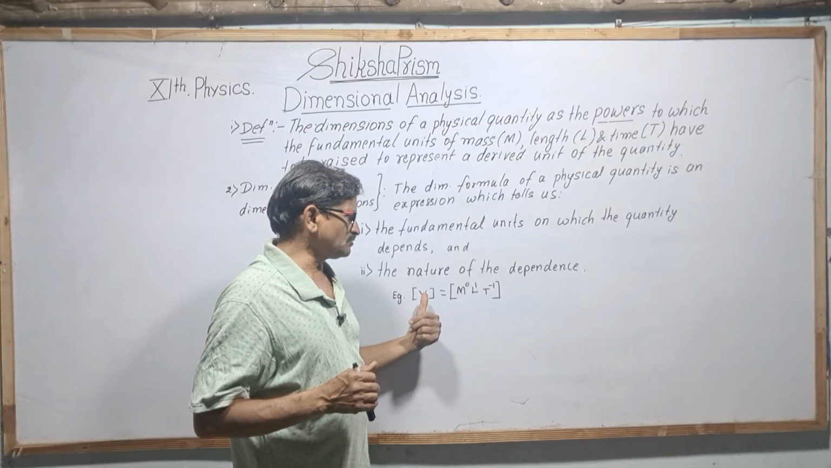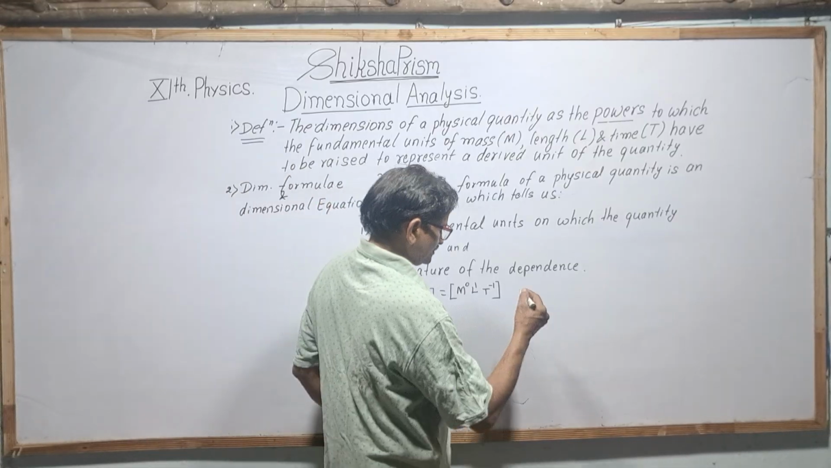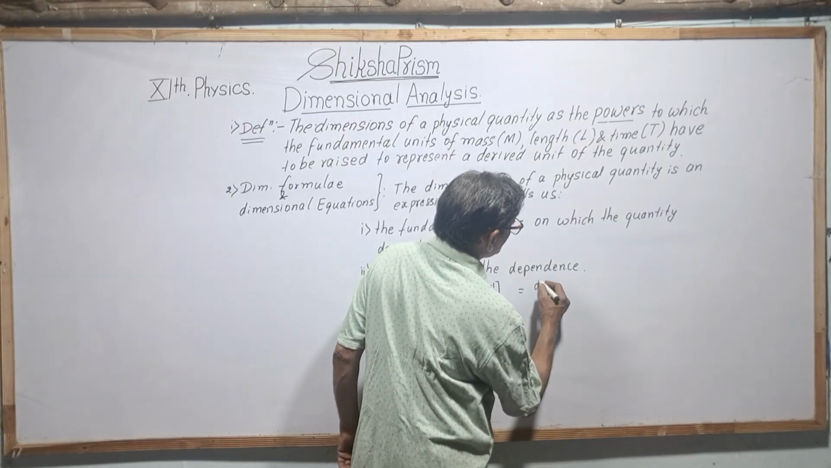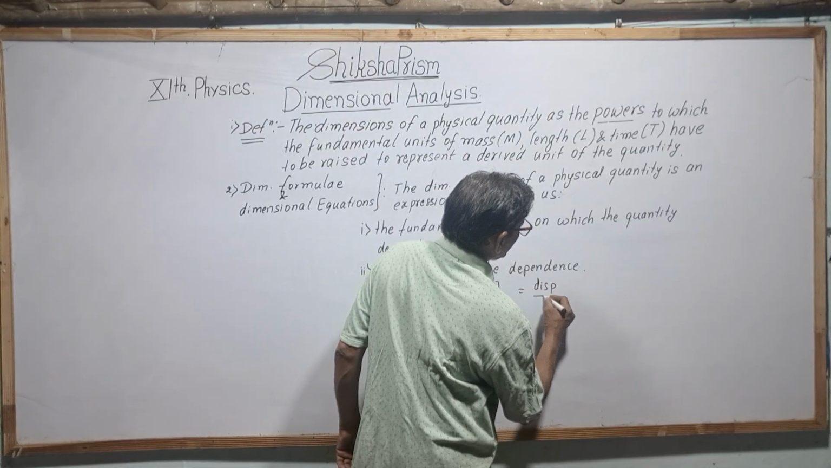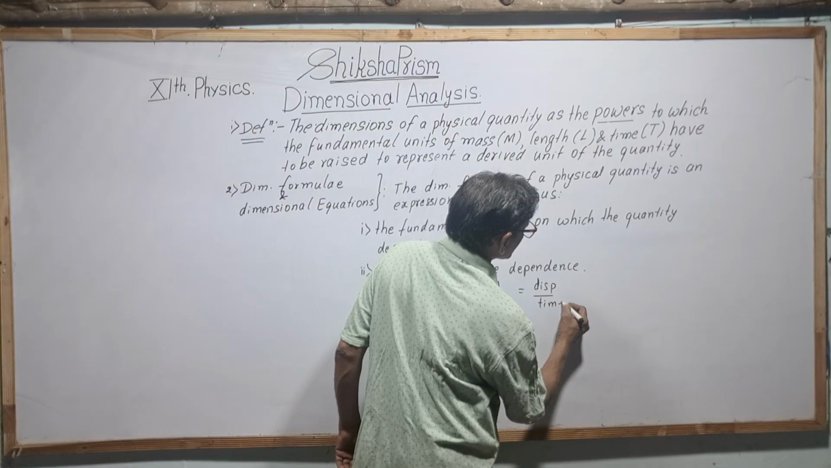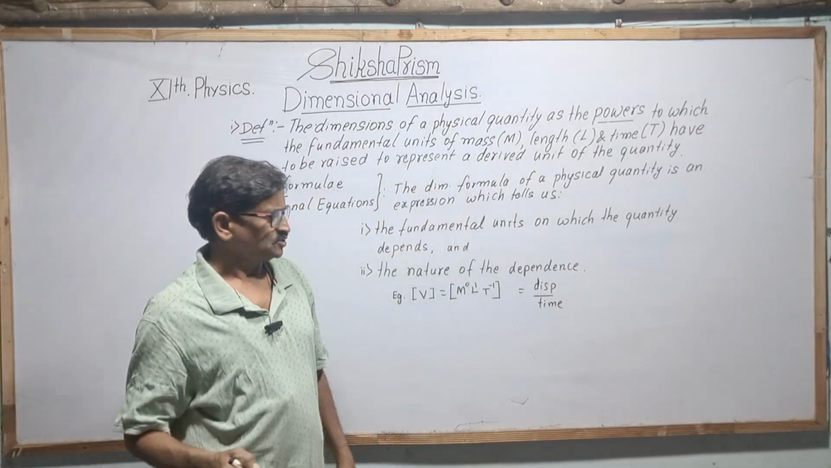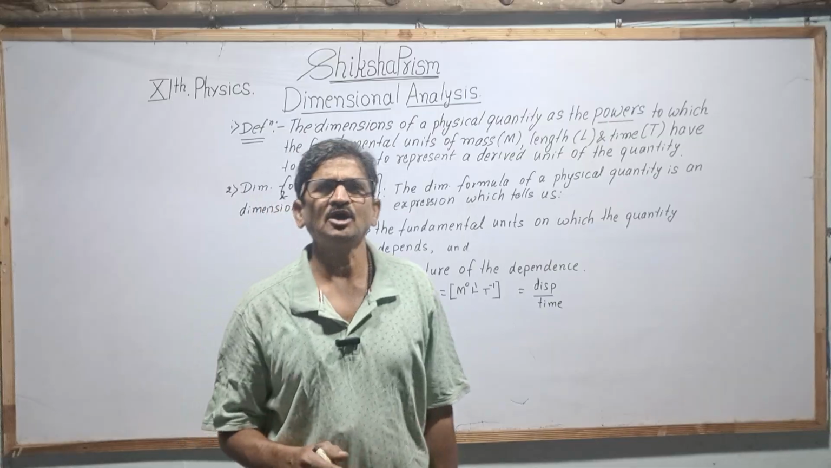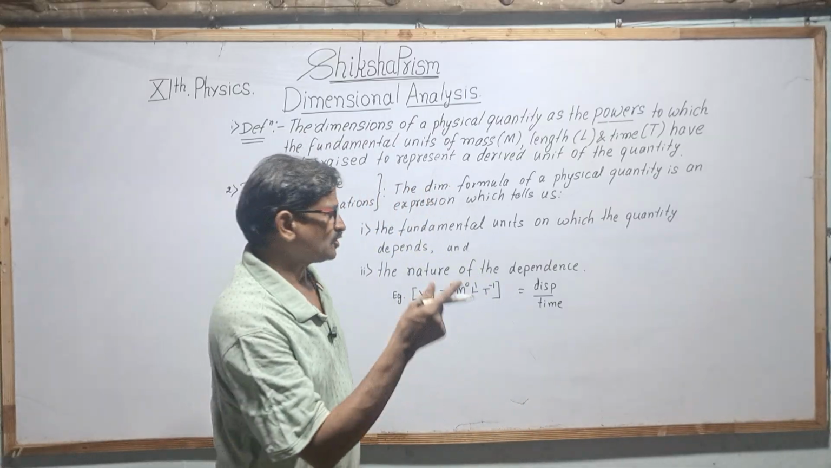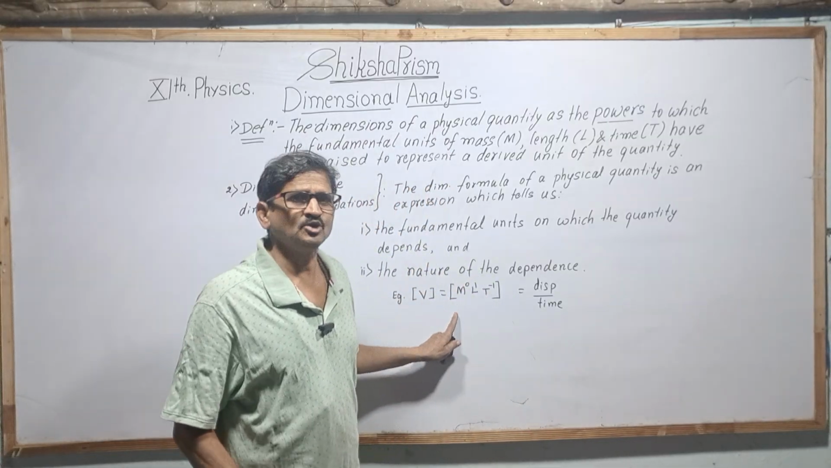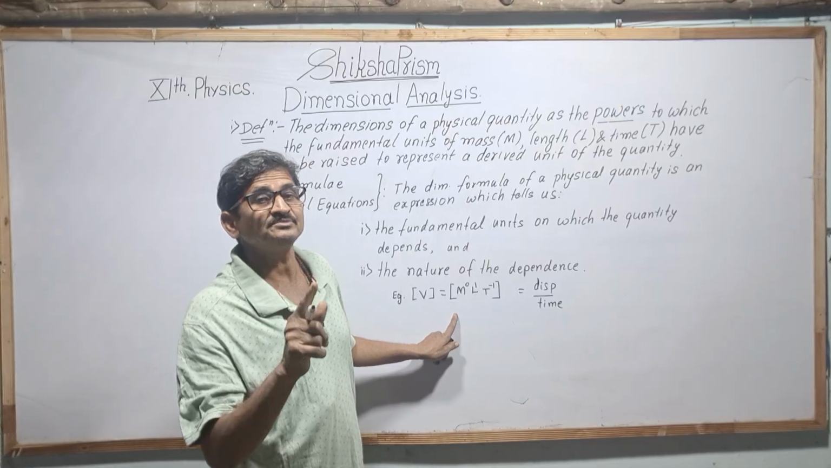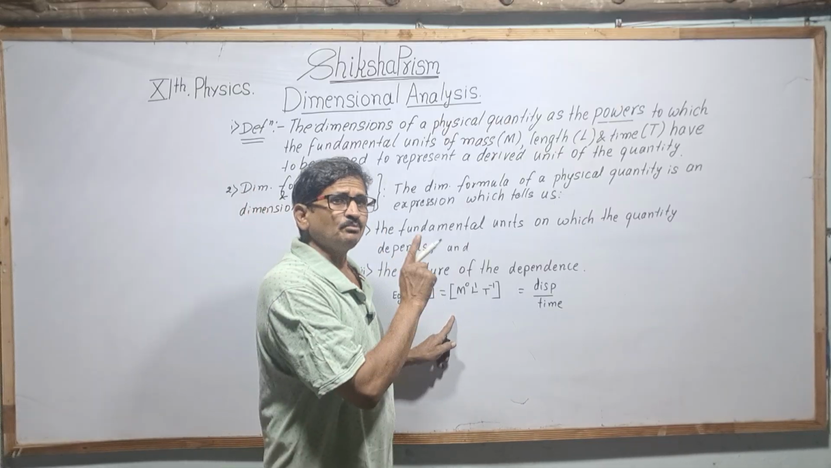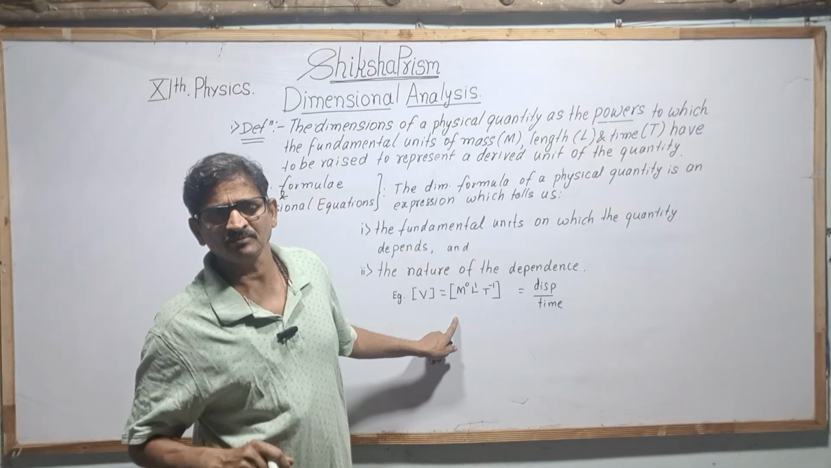You know that the equation is velocity equal to displacement by time. So it means here mass is not playing any role. Then also we have to write the mass with power 0. Absent means it is with power 0. We should write that in the dimension form.